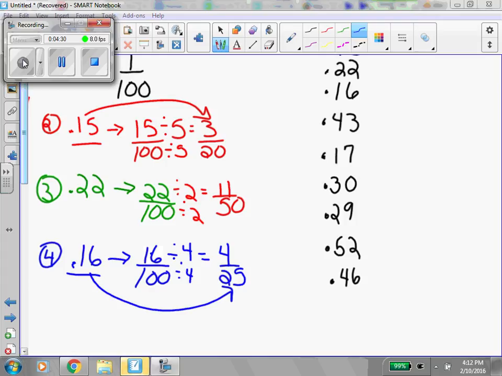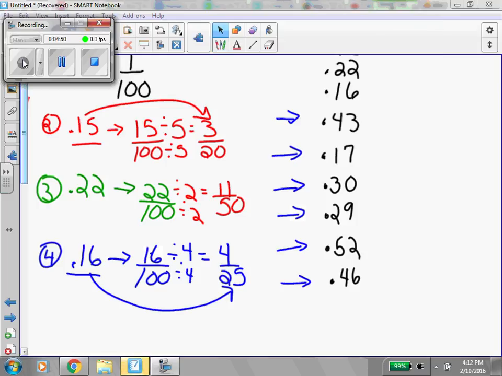So the rest of the homework that the kids had to do tonight is they're going ahead with Isha's 0.43 or 43/100ths, so you want to turn 43/100ths into a fraction, the same thing with 17/100ths, 30/100ths, 29/100ths, 52/100ths, and 46/100ths. So hopefully this will help you.